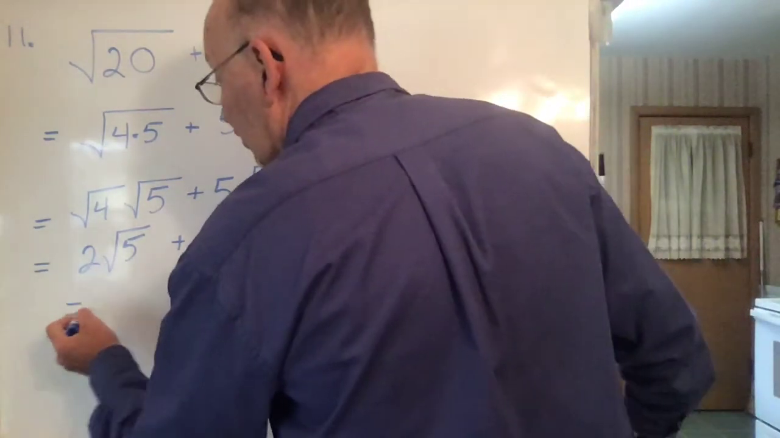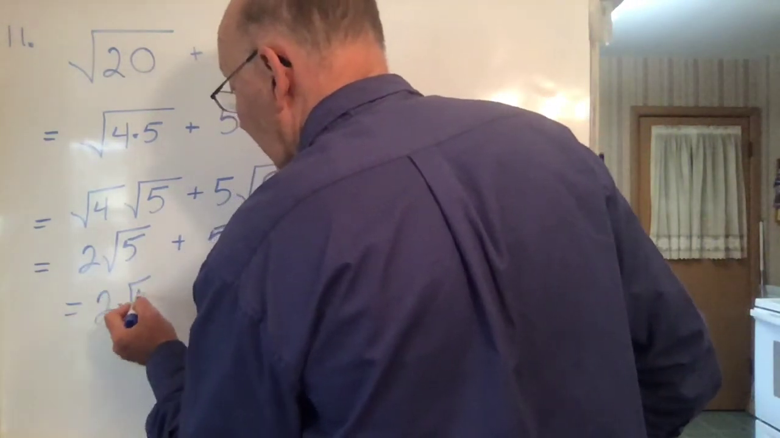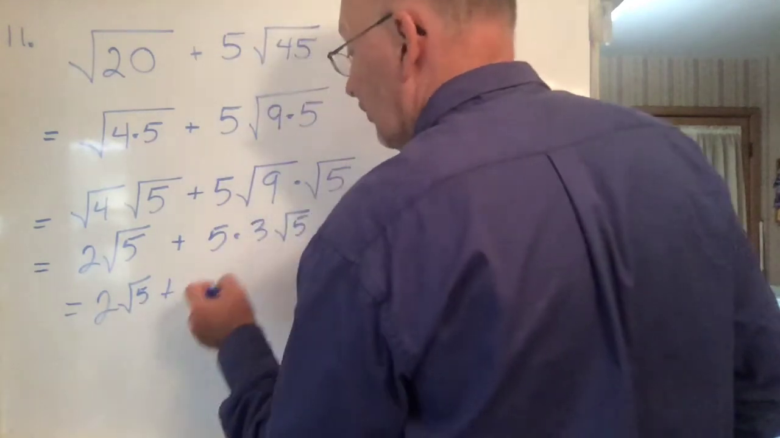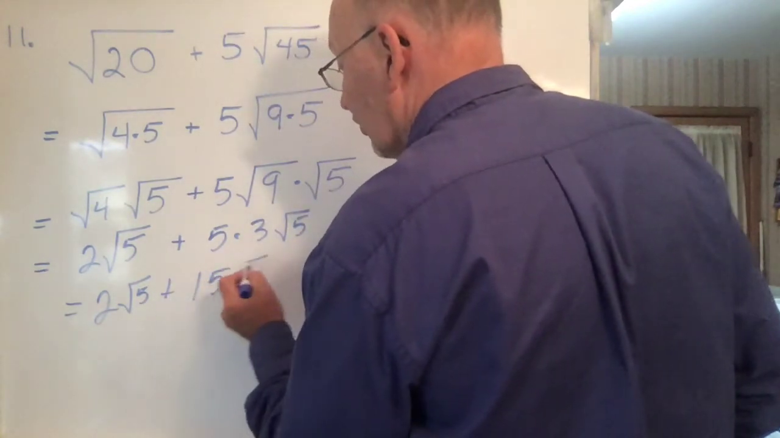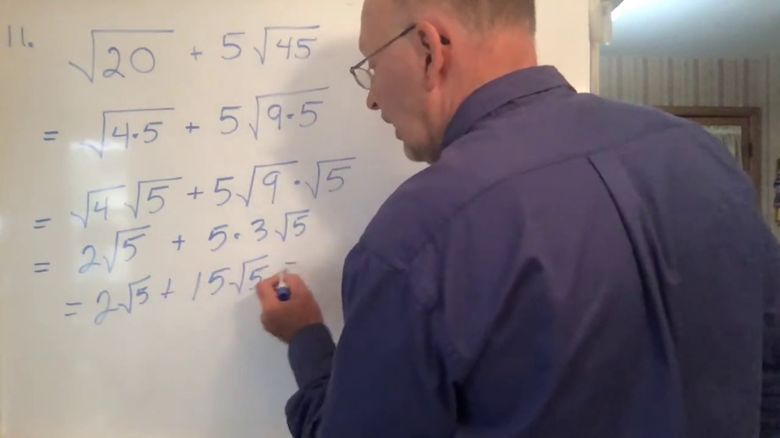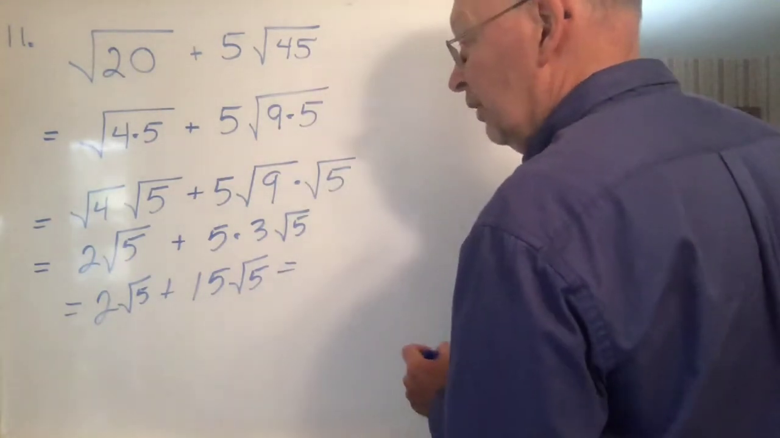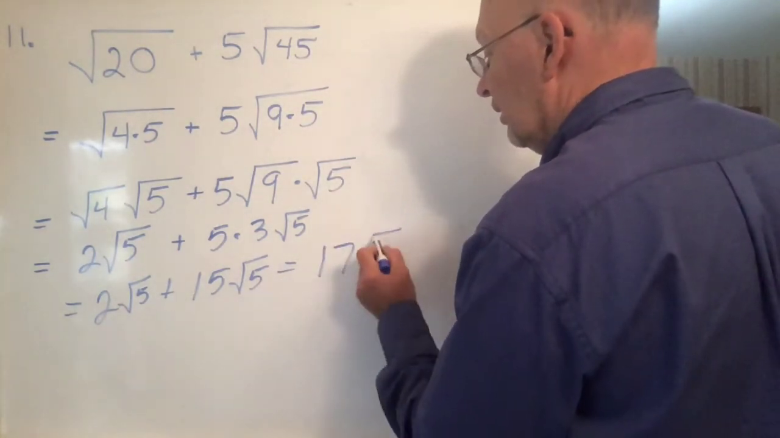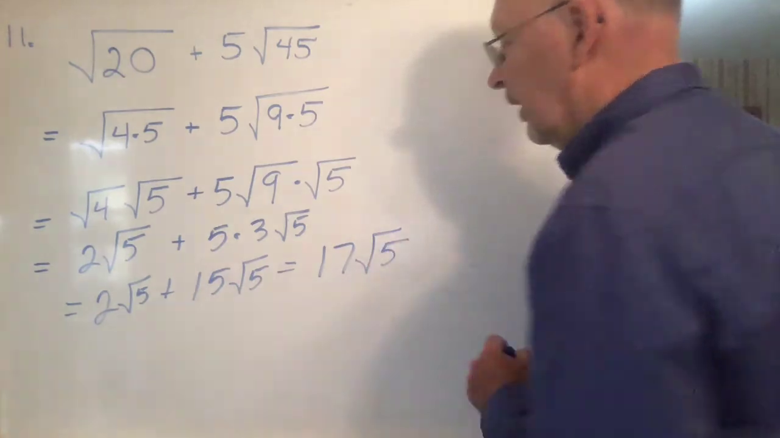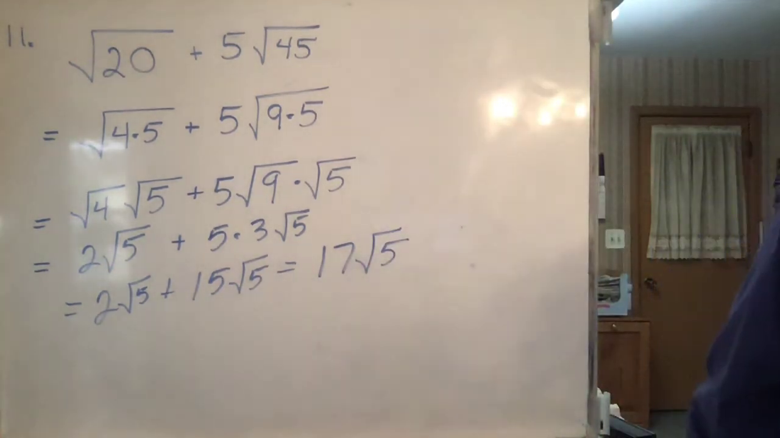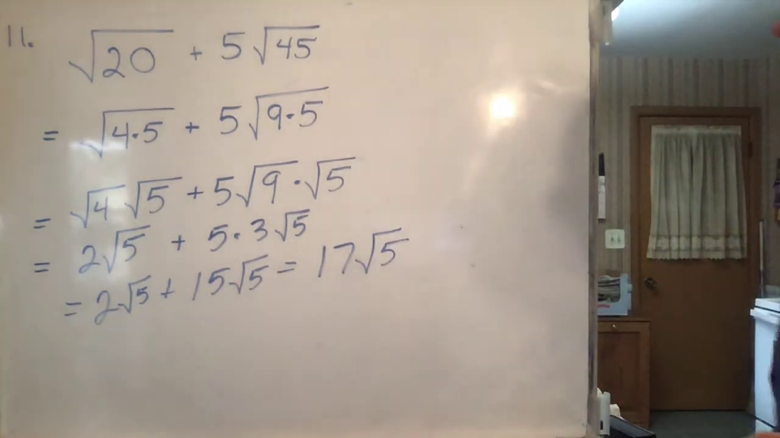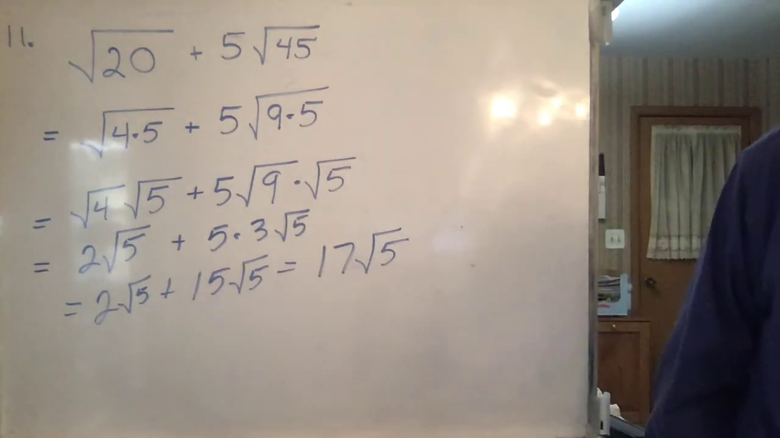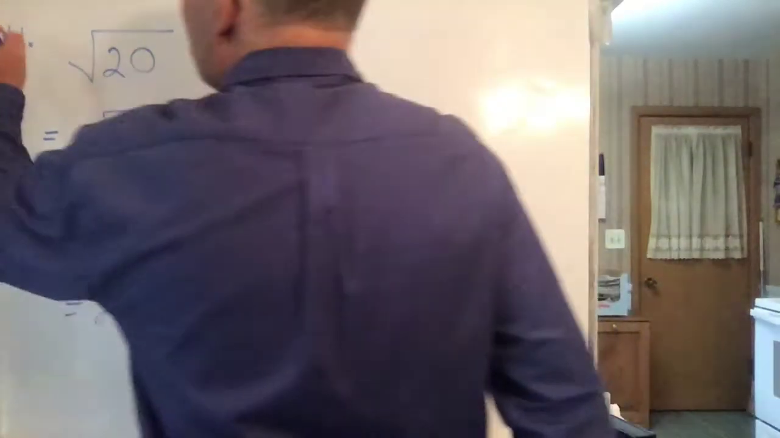So this is equal to 2 times the square root of 5 plus 3 times 5, which is 15, times the square root of 5. And you add all those square root of 5s together, and what do you get? 17 times the square root of 5. So hopefully that's an answer. Yes, I see it there. Okay, so that's number 12.